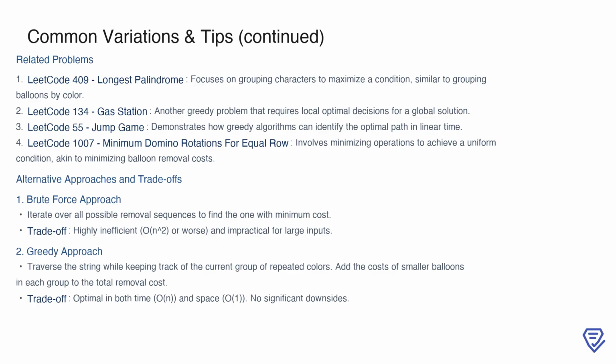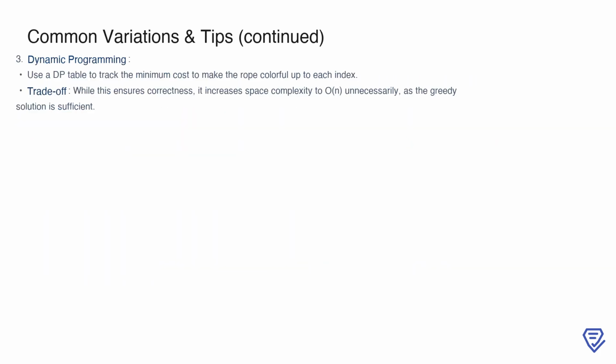Now, let's consider alternative approaches. A brute force solution would involve iterating over all possible removal sequences to find the one with the minimum cost. While this guarantees correctness, it's highly inefficient, with a time complexity of n squared, or worse, making it impractical for larger inputs. On the other hand, the greedy approach, which involves traversing the string and tracking groups of repeated colors, is optimal. It ensures O(n) time and O(1) space complexity, making it the best choice for this problem with no significant downsides.